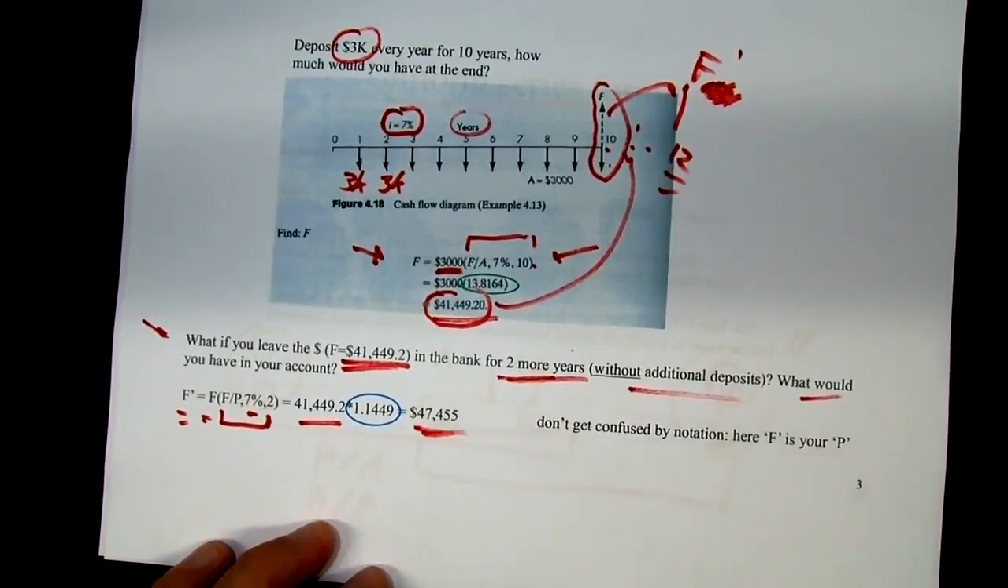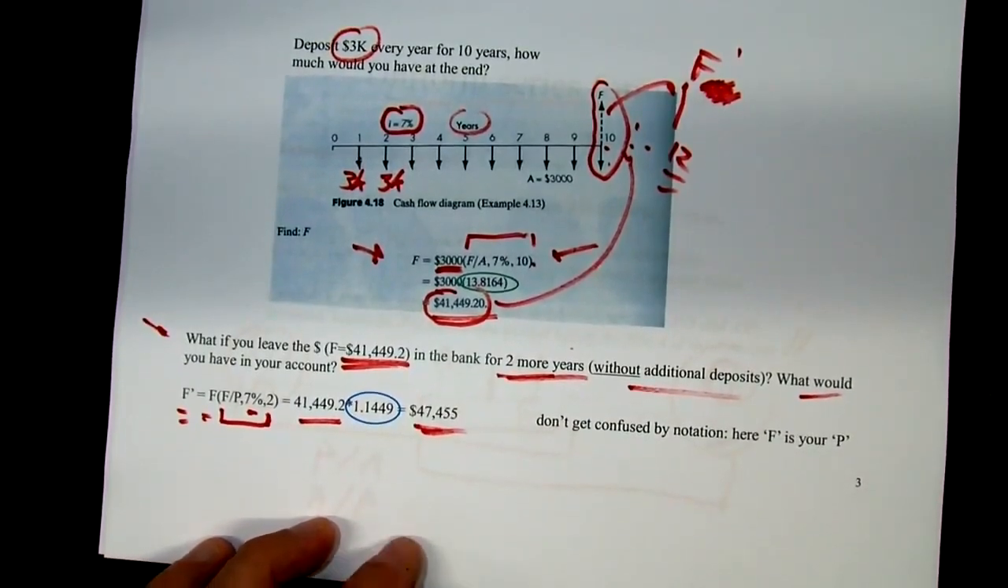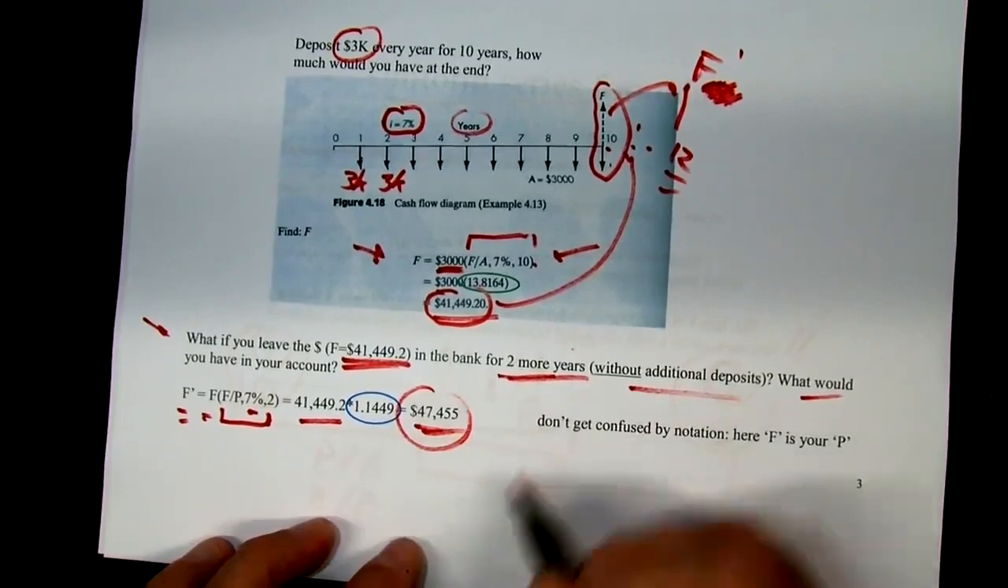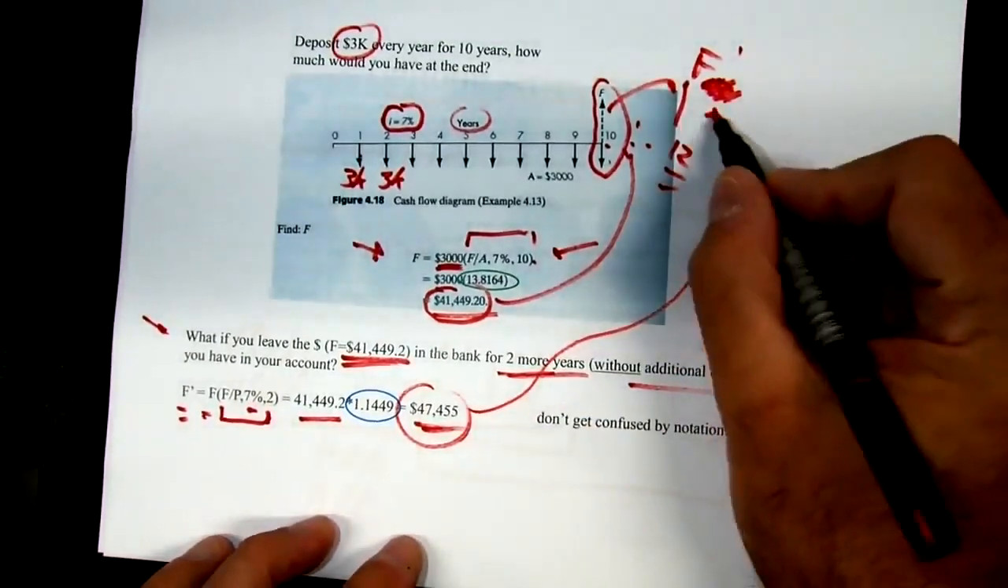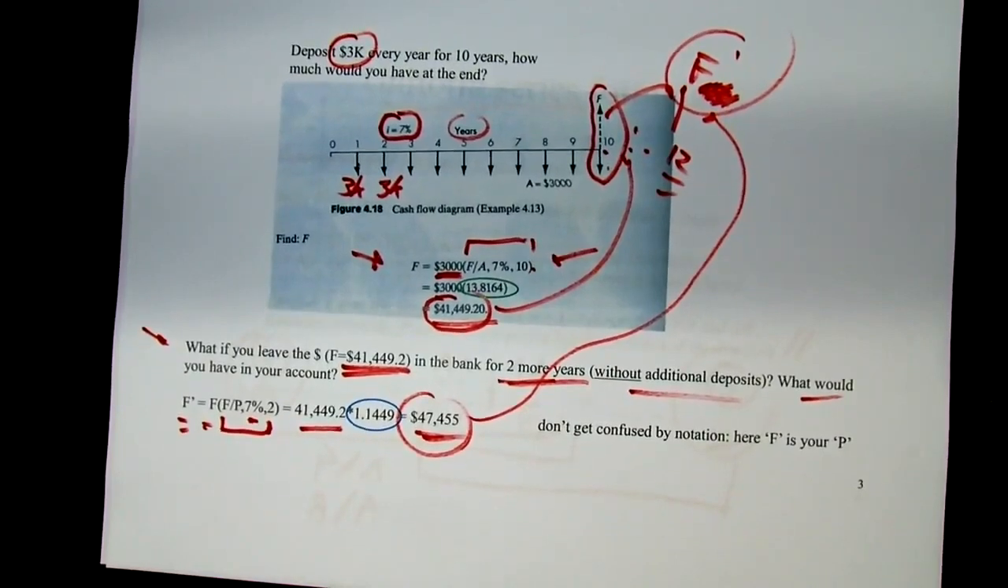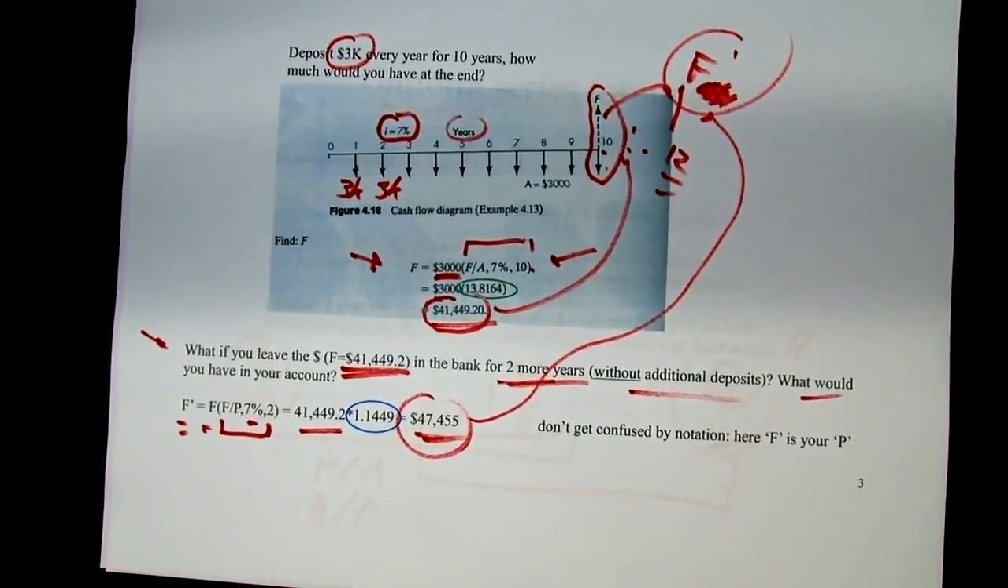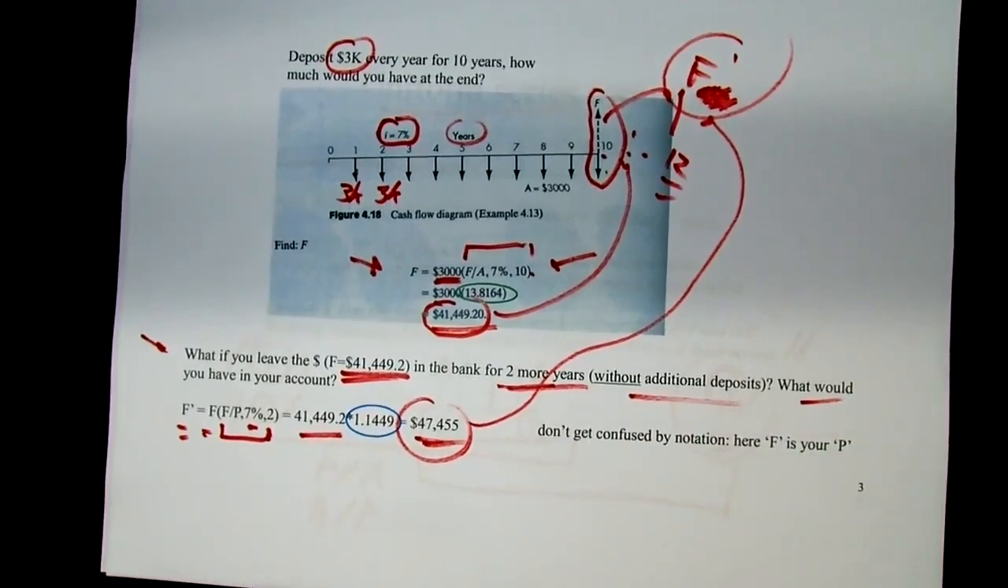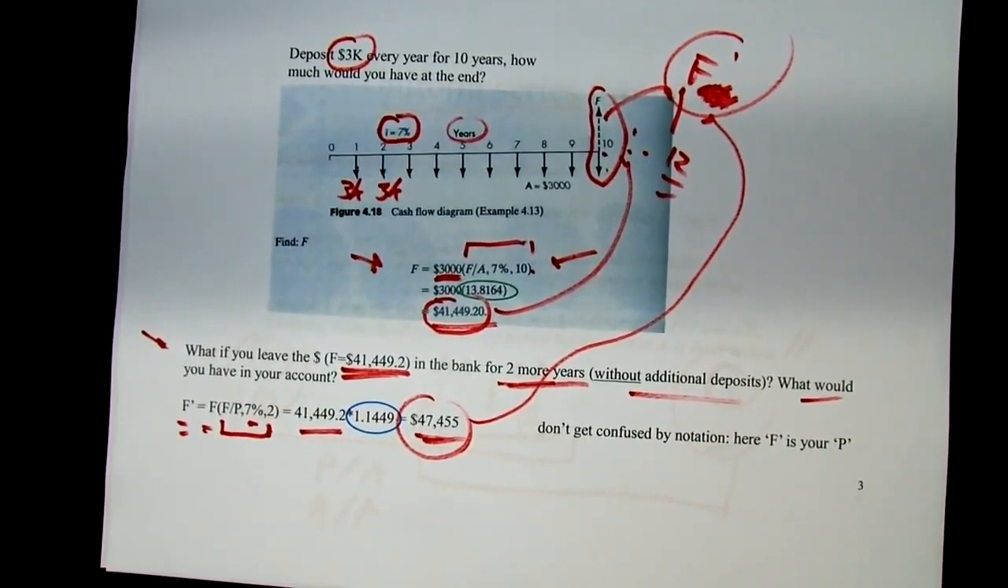You make the calculation, and here is what will be your total amount in your bank after 12 years. Remember, assuming that we stop the deposits at year 10.